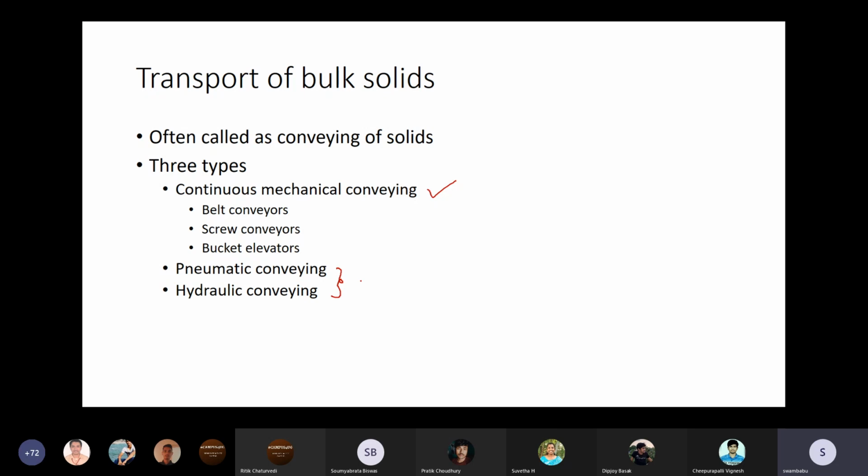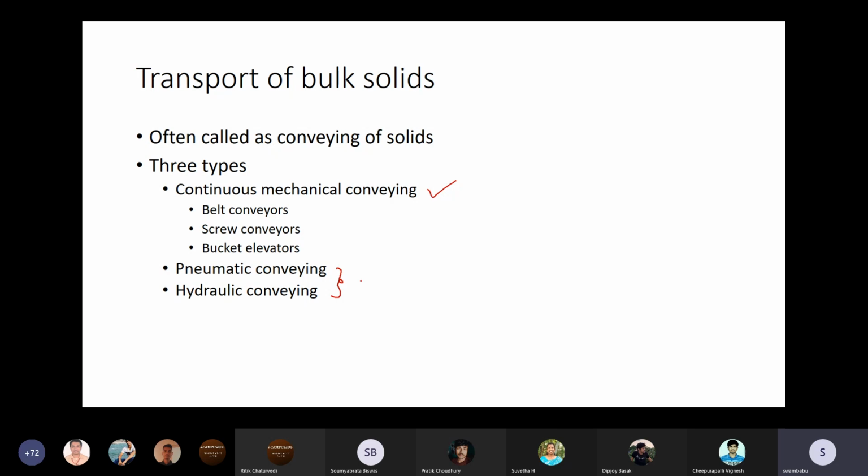Why? As you will learn later, when you want to transport solids with the help of gas, basically we blow the gas for the movement of the particles. If the particles are bigger, we need to blow a large amount of air with a high amount of energy. So if the particle size is bigger and you use pneumatic or hydraulic conveying, the energy requirement will be very, very high. So for the bigger solids that don't lead to the formation of dust, we use continuous mechanical conveying. For smaller particles, we use pneumatic conveying.